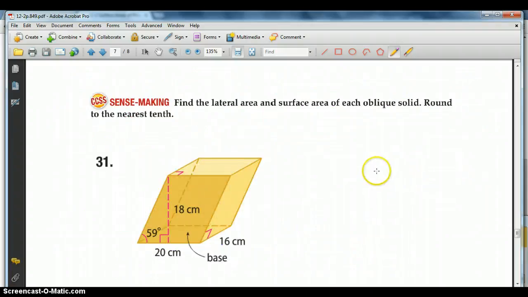For number 31, find the lateral area and surface area of each oblique solid, round to the nearest tenth. So an oblique solid is just one that's been slanted over, like what we have here. So our lateral area is equal to perimeter times height. So our perimeter of our base, pointing to this face as the base, we would have 20 along this side, and so that would be 20 along the top, and then we have this side, which is unknown.